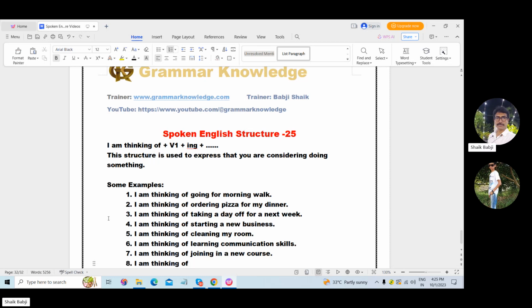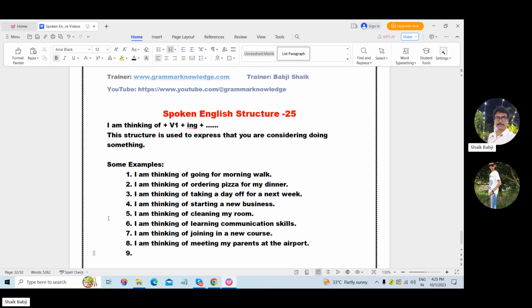I am thinking of meeting my parents at the airport. I am thinking of joining in a gym. I am thinking of going to the concert next month.